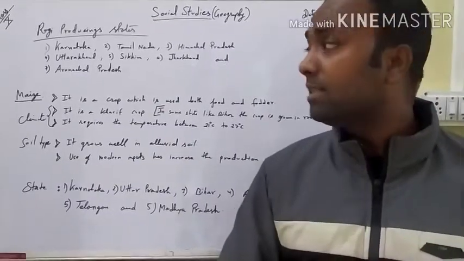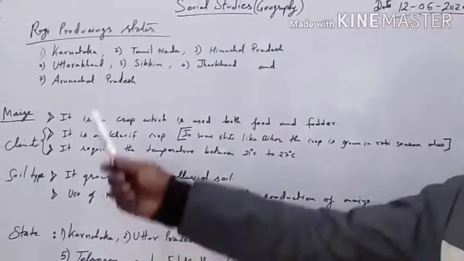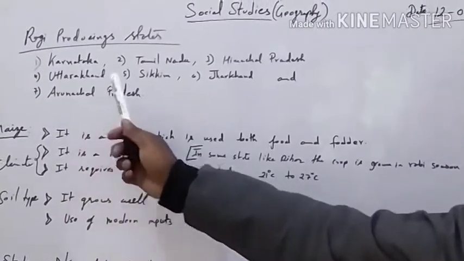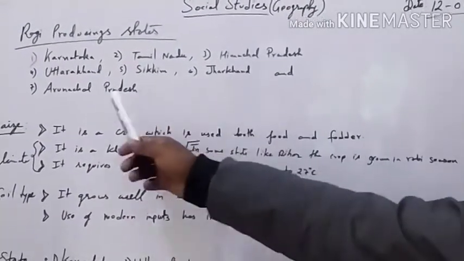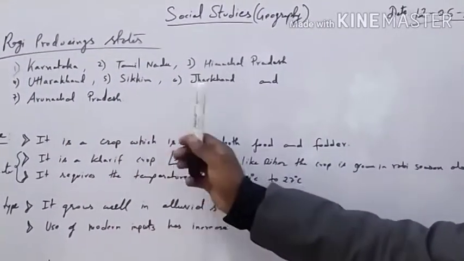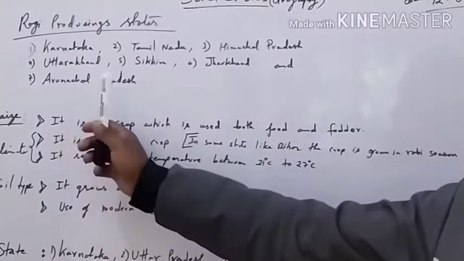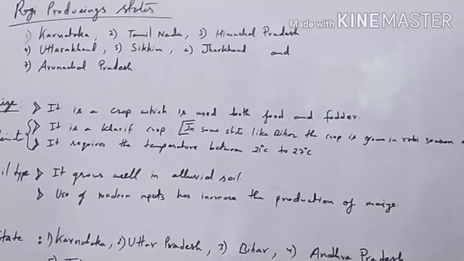Now let us see the states where ragi is produced, as you can see on the board. Karnataka, Tamil Nadu, Himachal Pradesh, Uttarakhand, Sikkim, Jharkhand and Arunachal Pradesh. These are the states where ragi is produced.